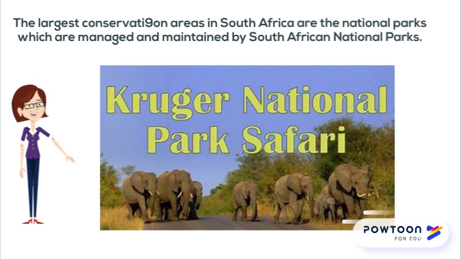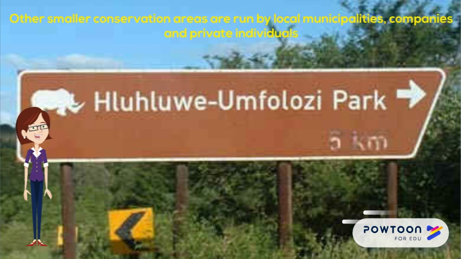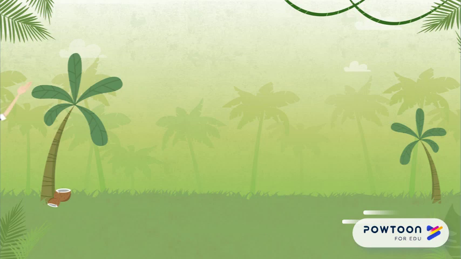The largest conservation areas in South Africa are the national parks, which are managed and maintained by South African National Parks. South Africa currently has 19 national parks. The largest and most famous is the Kruger National Park. Other smaller conservation areas are run by local municipalities, companies, and private individuals. Examples of conservation areas in KwaZulu-Natal are Hluhluwe-Umfolozi Corridor, Mkhuze Game Reserve, Drakensberg World Heritage Site.